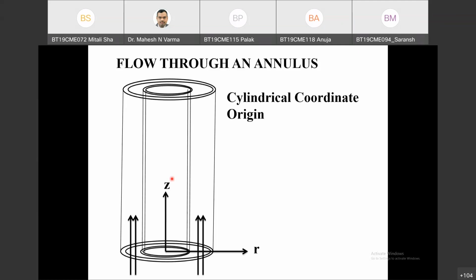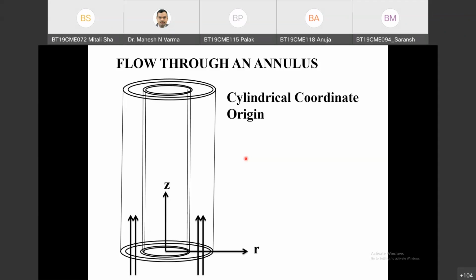Like the flow through pipe condition, something like that. Okay, so in flow through a pipe, the velocity profile was parabolic and the flux profile was a linear distribution.